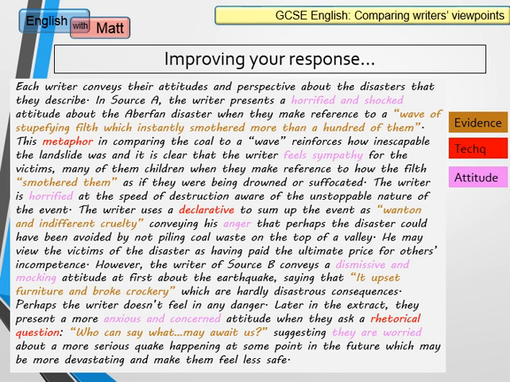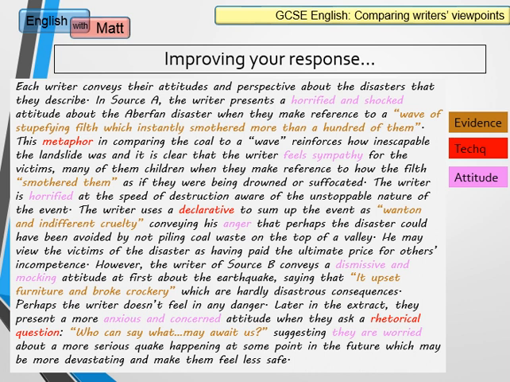This metaphor is comparing the coal to a wave, reinforces how inescapable the landslide was, and it is clear that the writer feels sympathy for the victims, many of them children, when they make reference to how the filth smothered them, as if they were being drowned or suffocated. The writer is horrified at the speed of destruction, aware of the unstoppable nature of the event. The writer uses a declarative to sum up the event as wanton and indifferent cruelty, conveying the anger that perhaps the disaster could have been avoided by not piling coal waste on the top of a valley. He may view the victims of the disaster as having paid the ultimate price for others' incompetence.